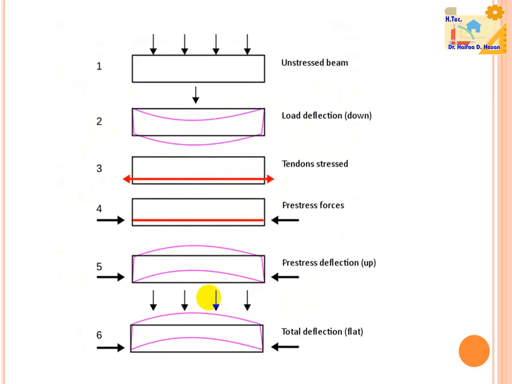In this figure also we see, in 1 and 2, the beam without tendon, and the load deflection goes down, while in the beam in 3 the tendon is stretched and in 4 the tendon is released. Hence the concrete is subjected to a pre-stressing force, a compressive force. This leads to camber in the beam, and in 6 we can see the beam when we load it with dead load and live load, the total deflection will be flat.